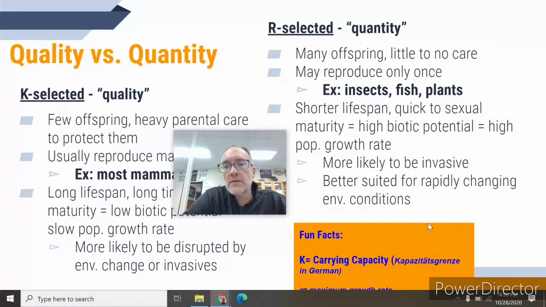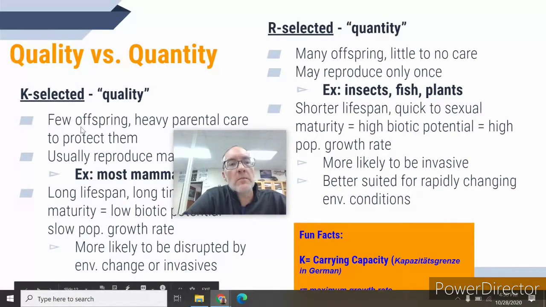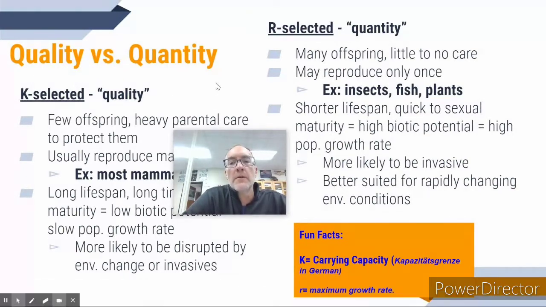Here's some fun facts. K comes from a German word, Kapazitätsgrenze. If you send me an email or send me a video of you pronouncing that word properly, I will give you extra credit. You heard it today. R selected refers to maximum growth rate. So R refers to maximum. That's kind of where these terms come from. So K, carrying capacity. Remember that. And these are quality, so very few offspring.